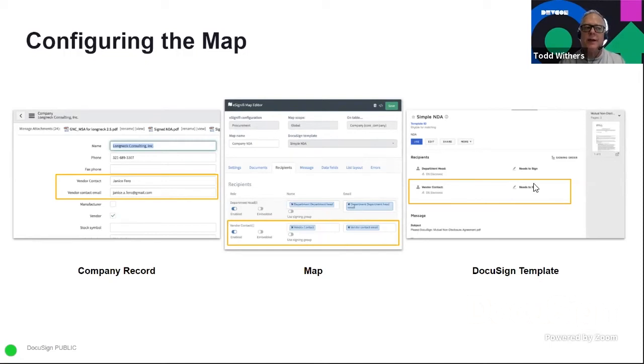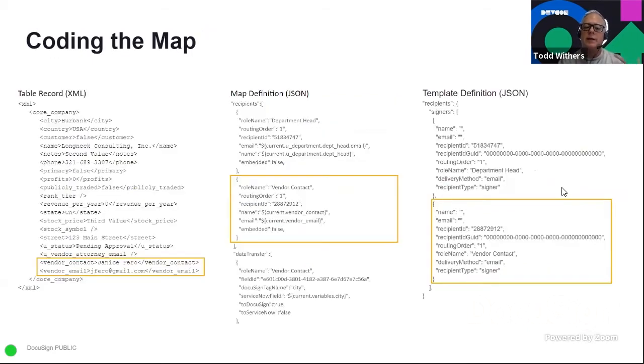So this sits in between and connects the two. This is the template mapping concept that really was the third iteration of what we built. If we dive beneath the covers a little bit, you'll see on the left here the XML for the company record. That's an internal storage mechanism for ServiceNow. And then over on the right, you'll see the template JSON from DocuSign.